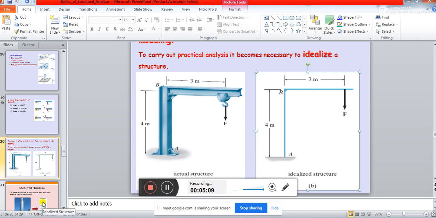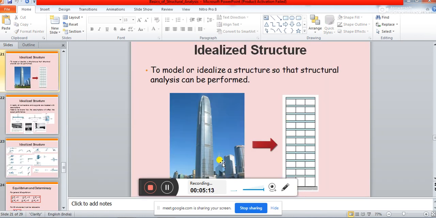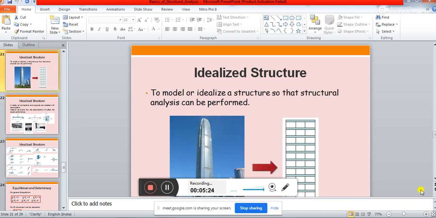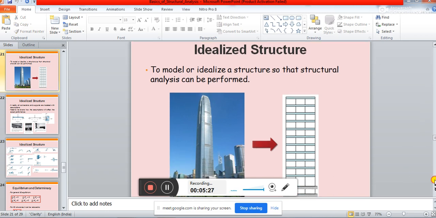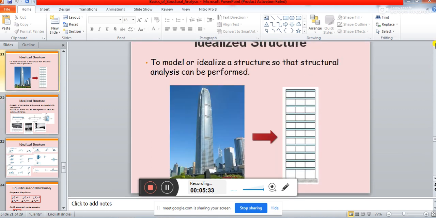Now, let us go to the next structure. See this one, it looks like a very huge structure, right? So, how do you idealize it? It is very simple. The idealization will be done for this structure in a very simple way. See this way.